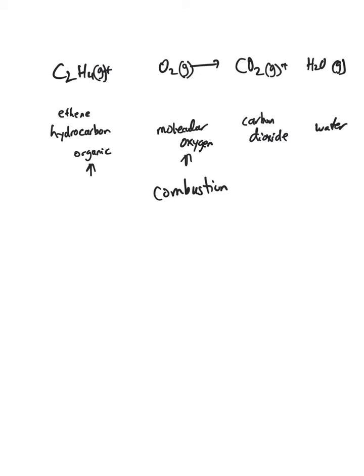So C2H4 plus O2 makes carbon dioxide and water. Let's balance them. 2 carbons on the left, only 1 on the right, so let's put a 2. 4 hydrogens on the reactant side. I've only got 2 hydrogens on the product side. We cannot change subscripts. We can only change coefficients. So let's put a 2 in front of the water. So now I've got 2 times 2 or 4 hydrogens.